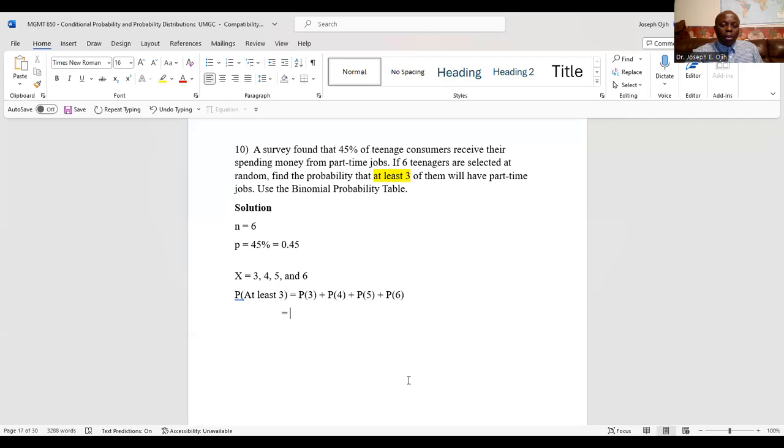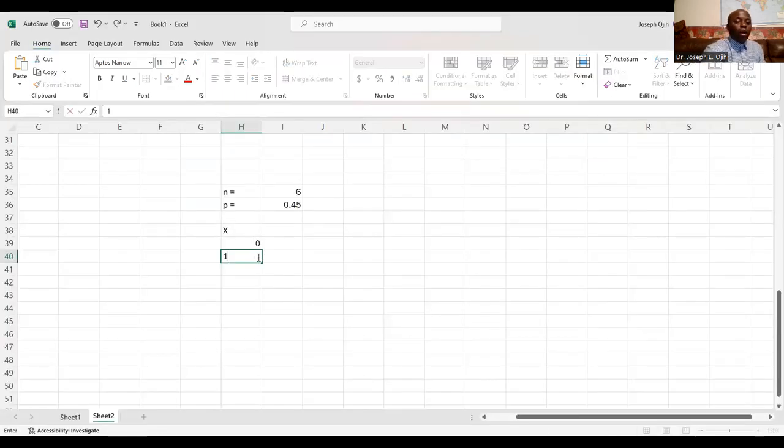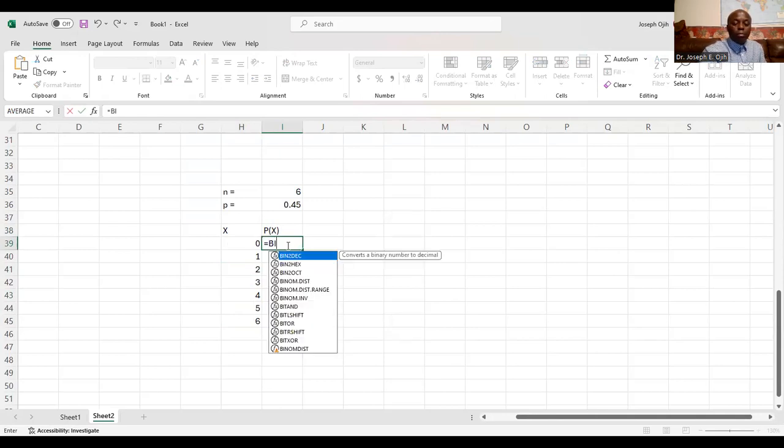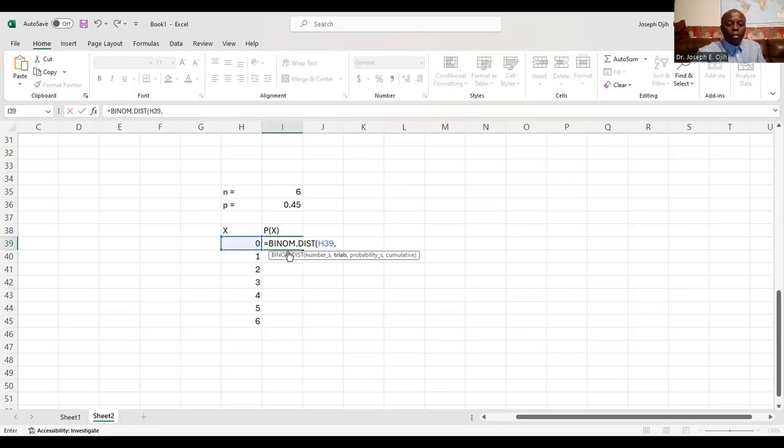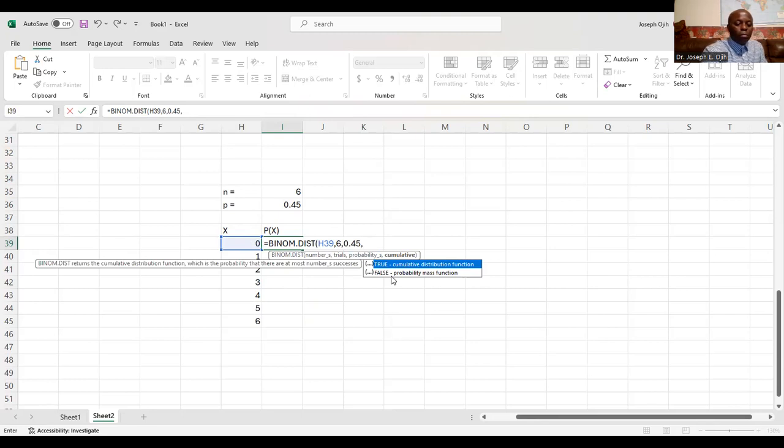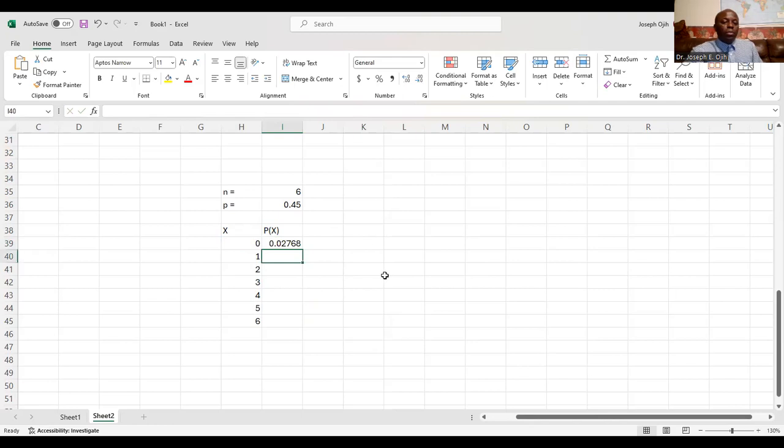Okay. So I come to Excel. I have it here: 0, 1, 2, 3, 4, 5, 6. So you have PX. Let's get our PX now. Let's get the first one, equal binom. Number s is from 0, comma, trials 6, comma, probability is 0.45. Not cumulative, false. Then I have it for all of them all the way to 6.